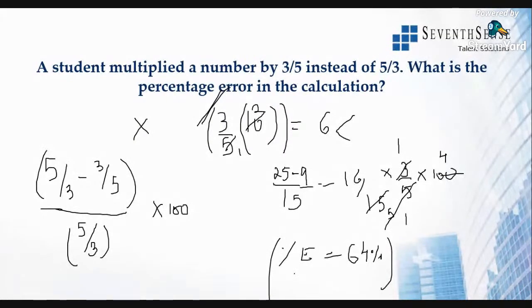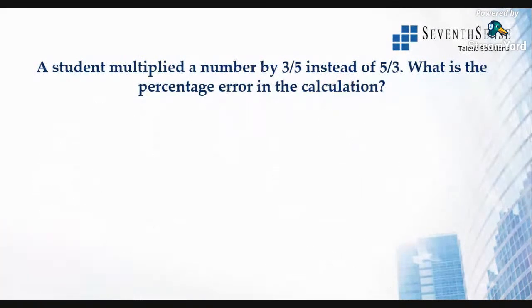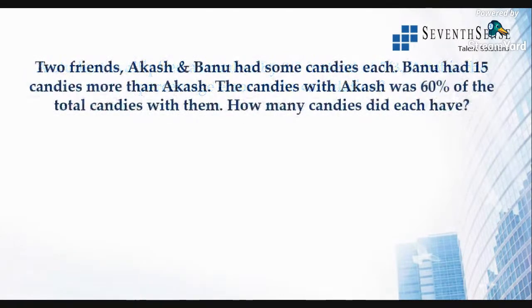A simple value. This is the true value. This is the mistake made. If you take the difference, you will get to know what the actual error is. That with respect to the true value will give me 5 by 3. True value. So the answer will be 64%. Clear? We'll go on to the next question.